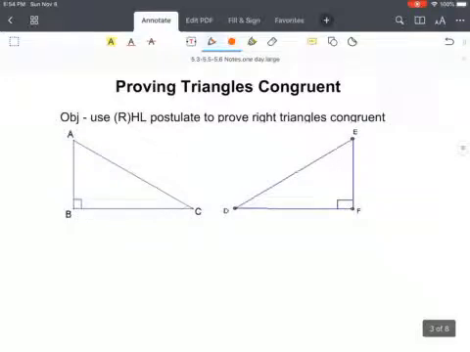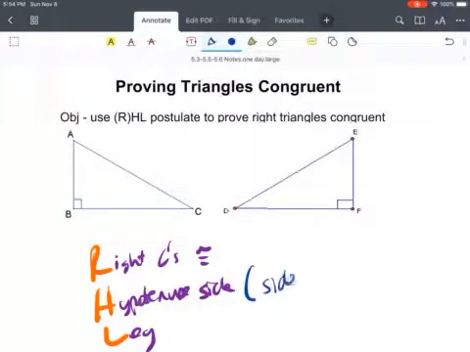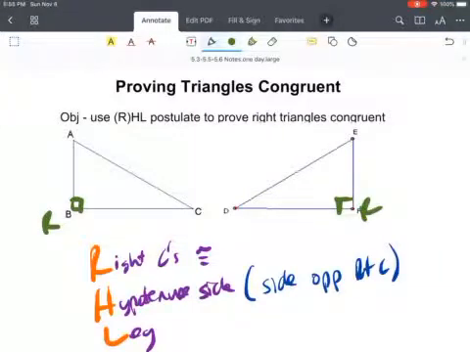Another way to prove triangles congruent would be using what's called RHL. RHL again stands for right angles congruent, hypotenuse, side, and the leg. And remember, the hypotenuse side is the side opposite the right angle. So if I wanted to say two triangles are congruent by RHL, I would have my right angles marked congruent as my R. I would need to have the hypotenuse side marked congruent, which is my H for each one, and then one of the legs, and it could be either leg. But if I had one of the legs, then that would be my L.